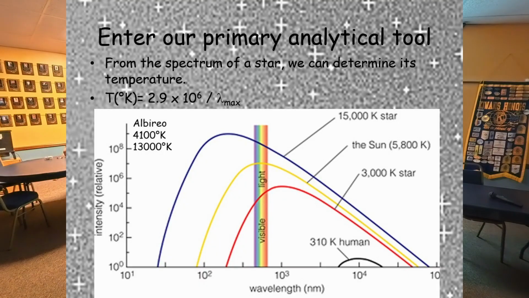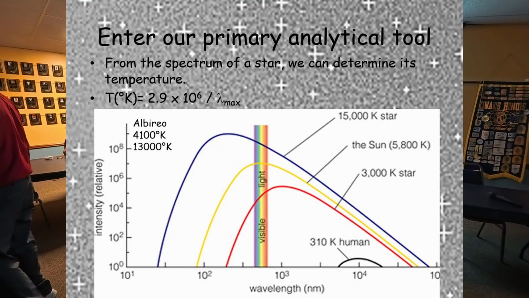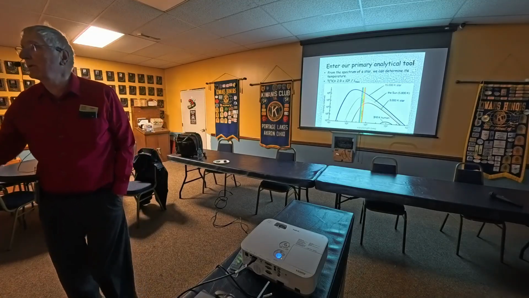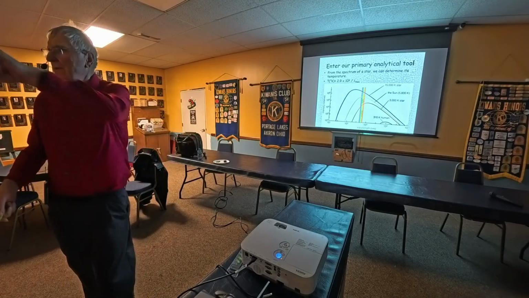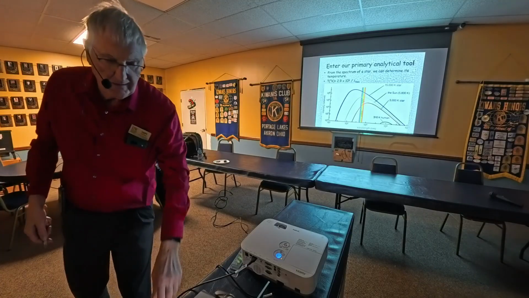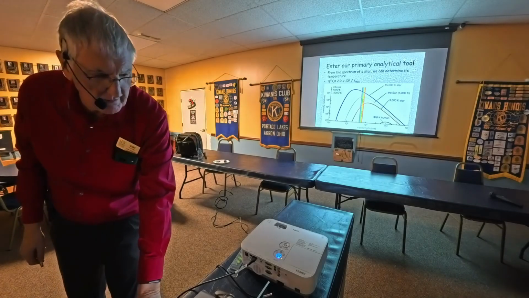So if we go back to that, that lambda max refers to this peak. So if you can measure the peak, you can measure the temperature of something very easily. That's how those no-touch thermometers work. Actually, what they're doing is taking two, I'll show you that on the B minus V here in a minute. But that's essentially how those no-touch thermometers work.